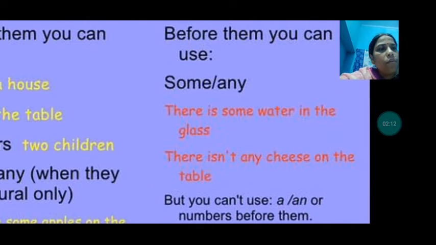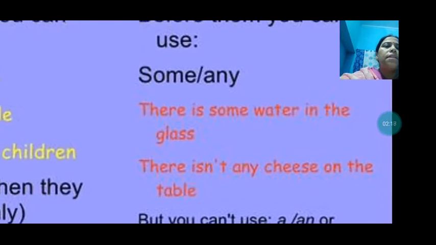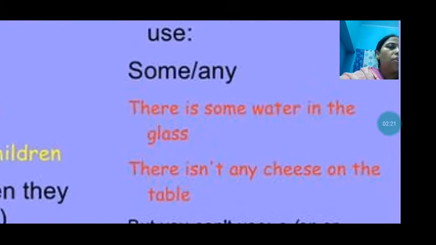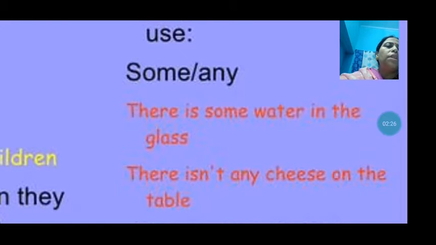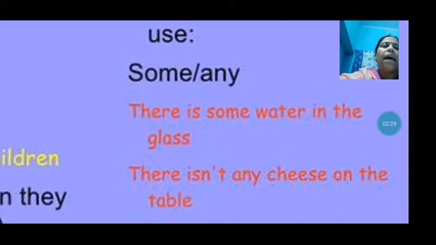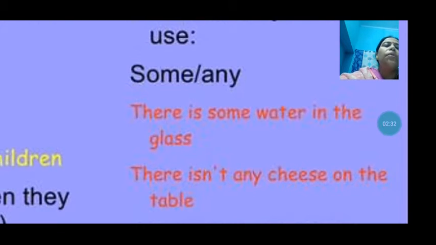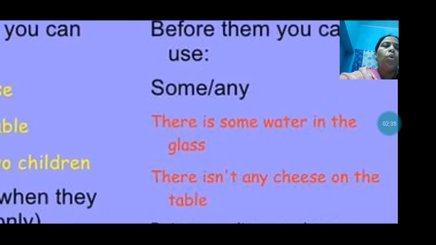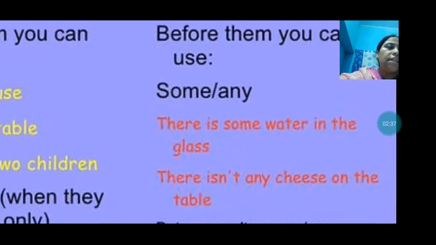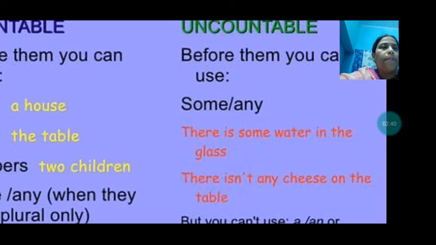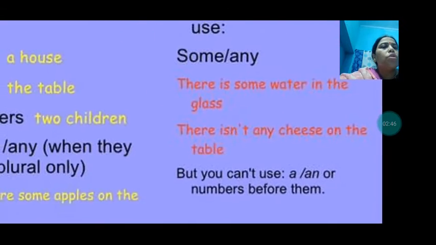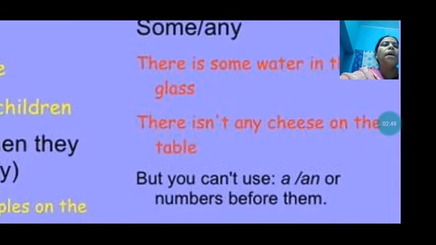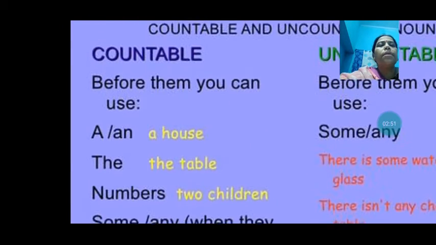Like see, there is some water in the glass. So what do we understand with this sentence? That this is a positive sentence. Okay, and there isn't any cheese on the table. That is a negative sentence. So with the positive sentence we have used some, and in the negative sentence, as not is there, we have used any. Water cannot be counted, so uncountable. Cheese cannot be counted, so uncountable. But you can't use a or an or numbers before them. So we can use some or any, but we can't use a, an or any kind of number before them.